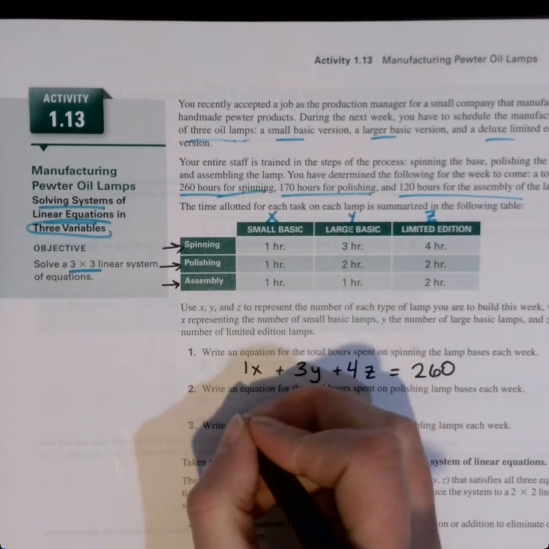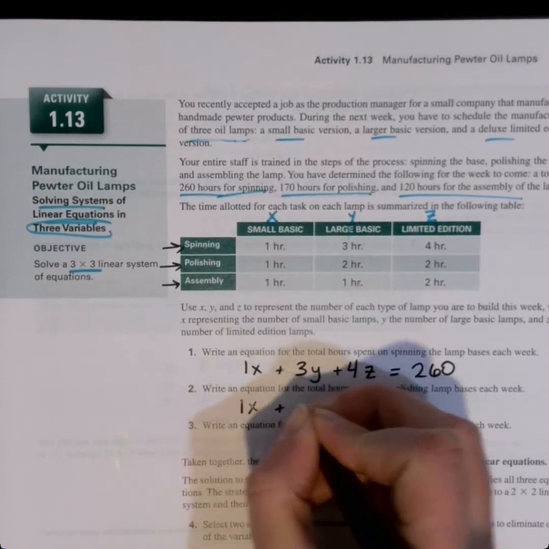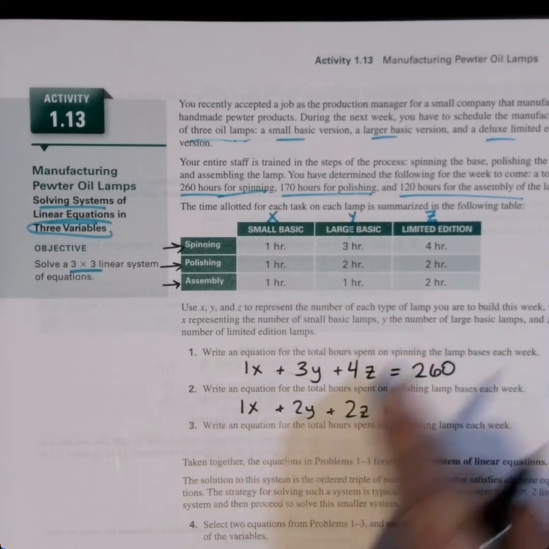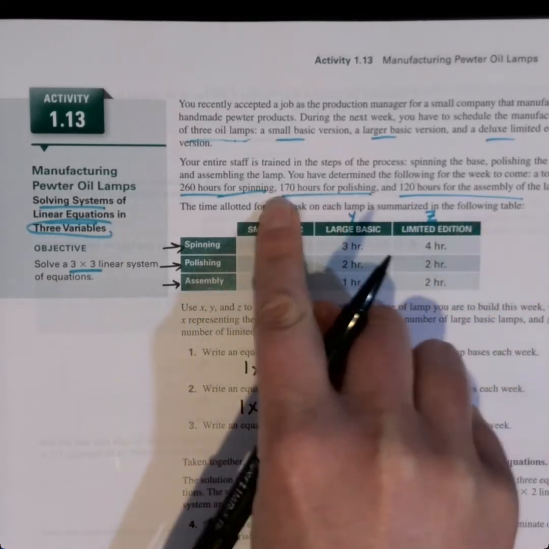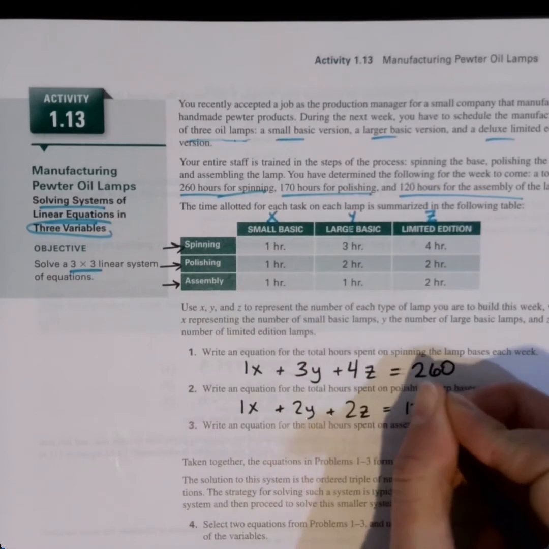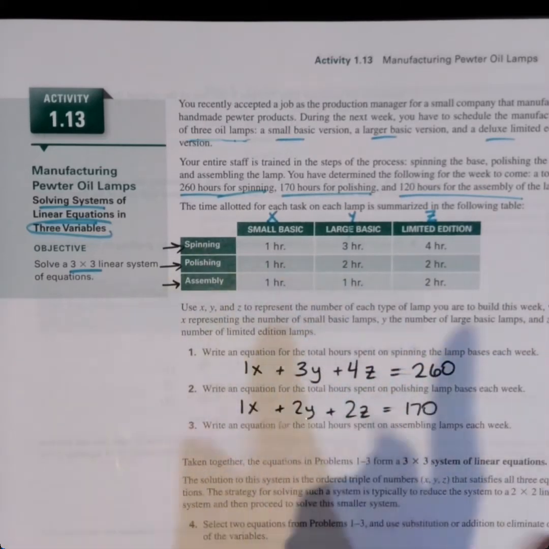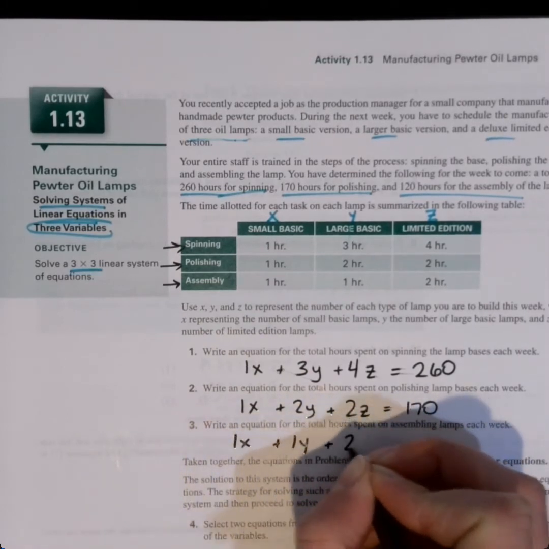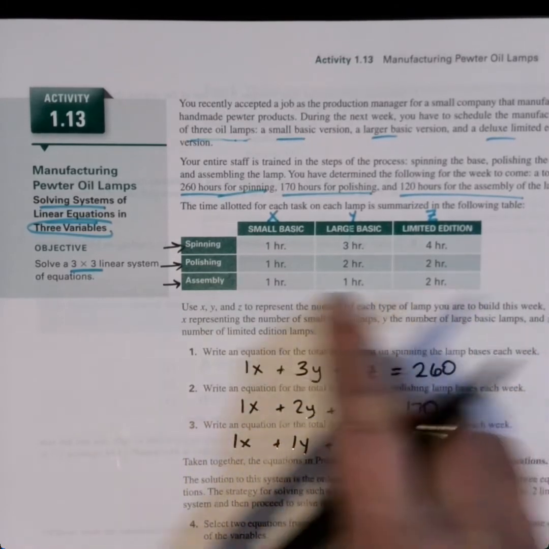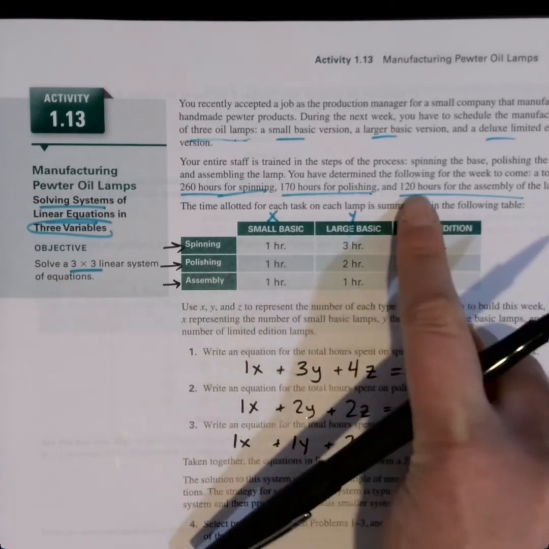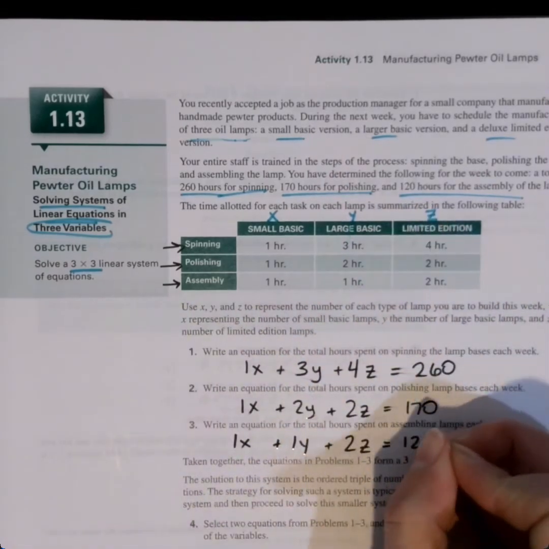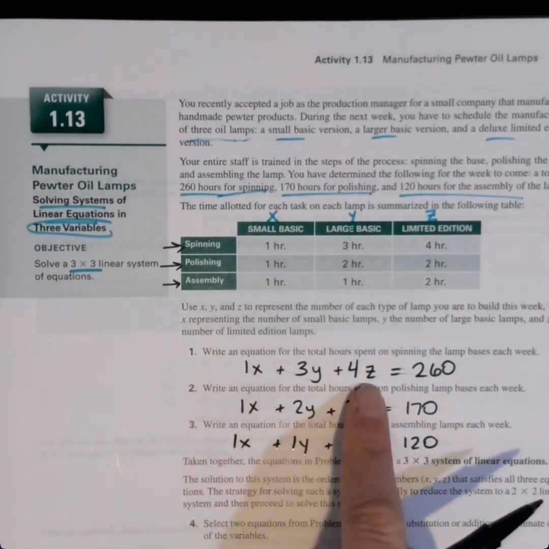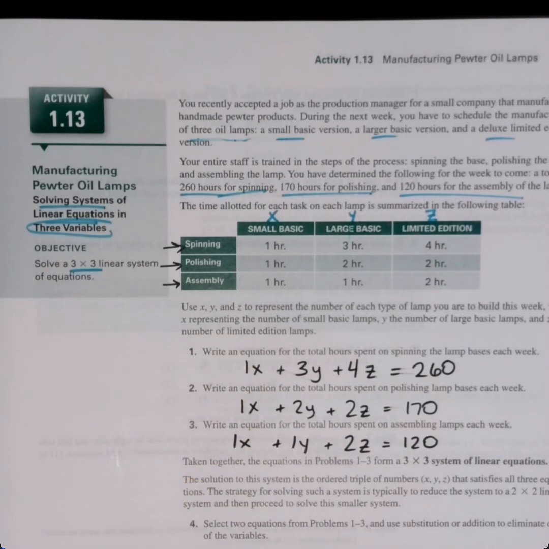Same thing for the next one, 1x for polishing plus 2y for polishing plus 2z for polishing is going to take a total of 170 hours for polishing. And last, 1 hour for X plus 1 hour for Y plus 2 hours for Z is going to be that 120 hours for assembly. So we have three equations with three variables, X, Y, and Z, and we're going to solve this system.